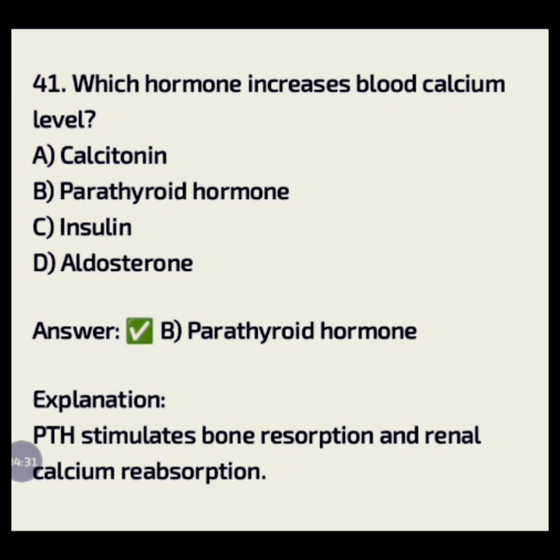Which hormone increases blood calcium level? Option A, calcitonin; option B, parathyroid hormone; option C, insulin; option D, aldosterone. The correct answer is option B, parathyroid hormone. Parathyroid hormone stimulates bone resorption and renal calcium reabsorption.